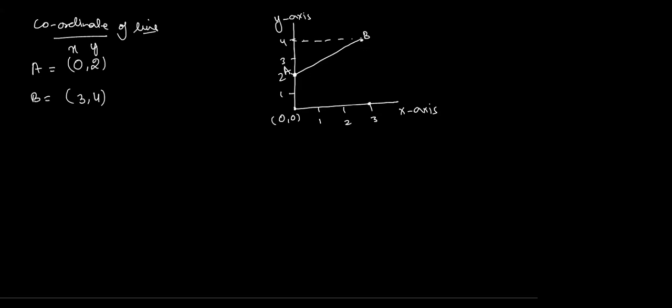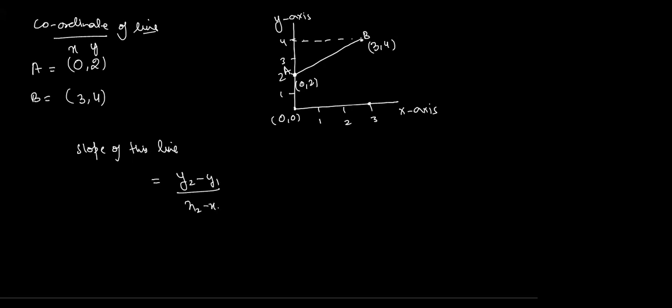So if I need to calculate the slope, the coordinate of point A is (0, 2) and the coordinate of point B is (3, 4). If I need to calculate the slope of this line, it is simple: the formula of mathematics is y2 minus y1 upon x2 minus x1.